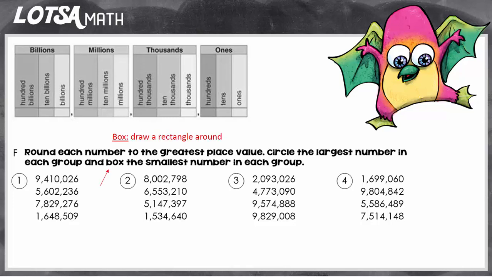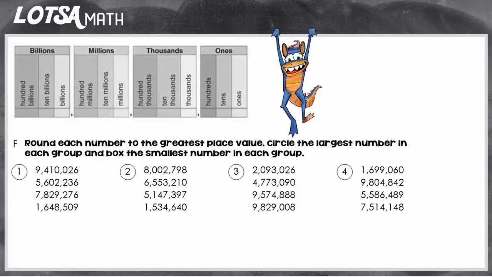After that, we're going to circle the largest number in the group and box the smallest number. And to box something means just draw a rectangle around it. So let's look at some examples together. There are several steps to these problems. So the first step is to round each number to the greatest place value.